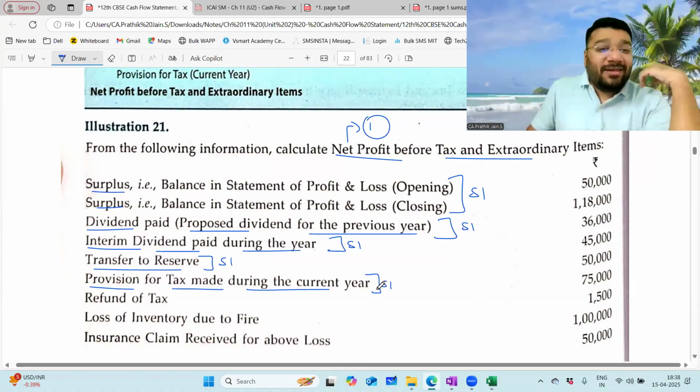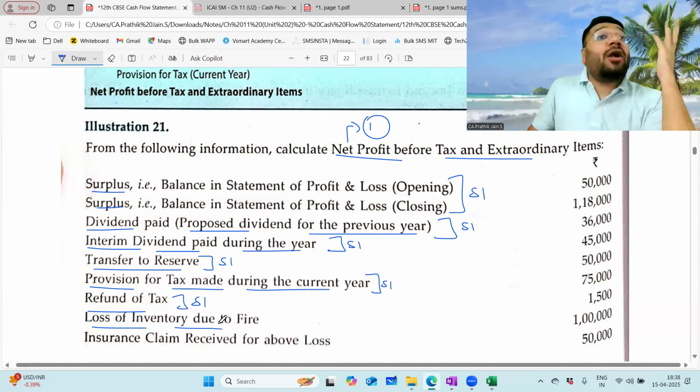Segment 1. Refund of tax. Segment 1. Loss of inventory due to fire, extraordinary item.